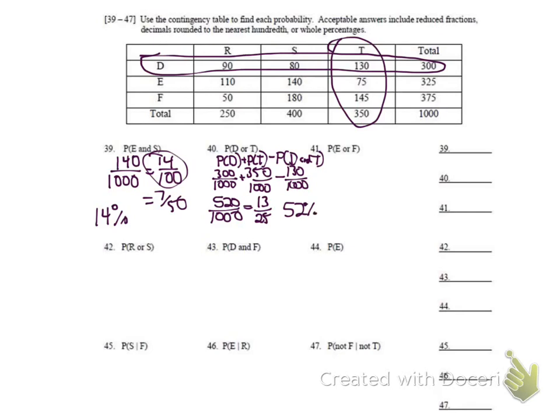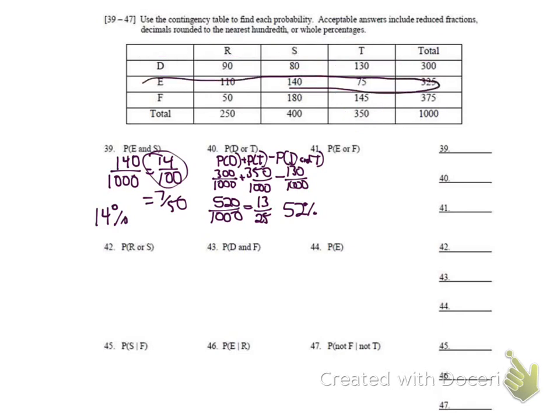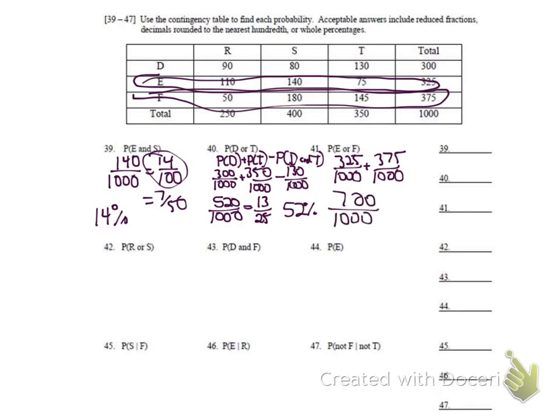Now for E or F, we have two rows. In this one, we can find the or here. They're events that don't have anything in common. There actually is no overlap. So I'm going to do the probability of E is 325 over 1,000 plus probability of F is 375 over 1,000. I can combine them and get 700 over 1,000, which reduces to 7 over 10, or 70%.